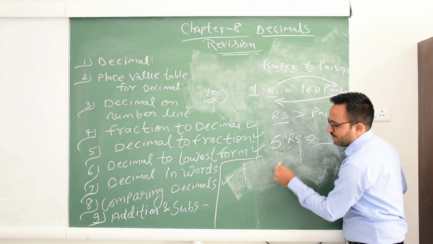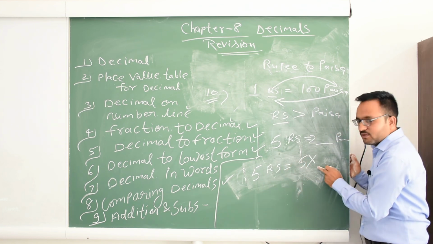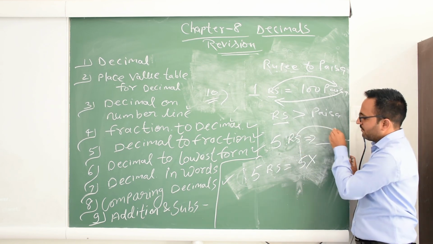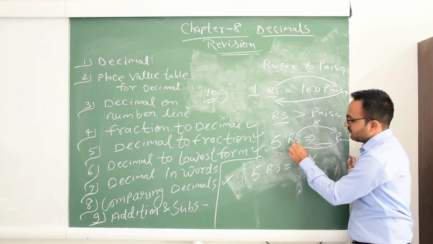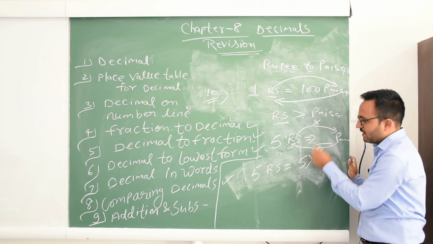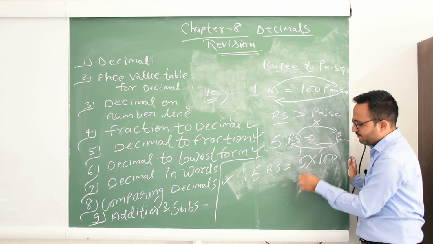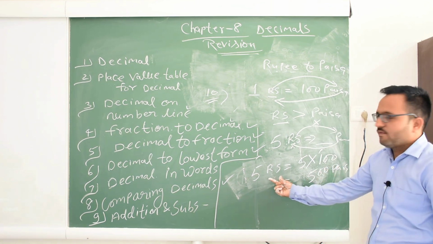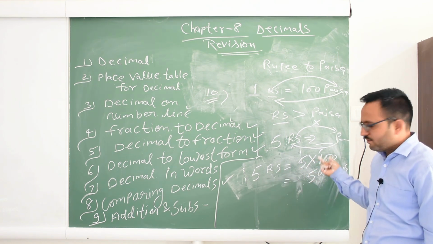So 5 rupees equals 5 into 100. We use multiplication because we are going from greater to smaller unit. Greater to smaller we use multiplication, but smaller to greater we use division. So 5 into 100 is 500 paisa. When we go from the highest to the lowest unit we use multiplication.